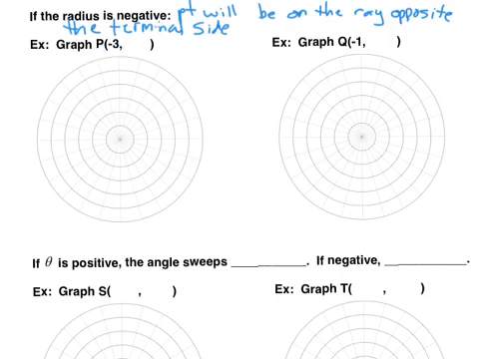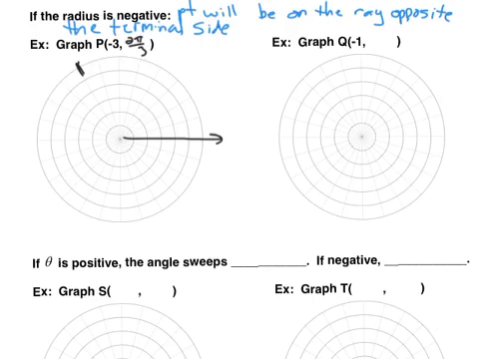Now when the radius is negative, it's a little goofy. The point's going to be 180 degrees from where you would expect it to be, because a negative radius is a reflection through the origin. So the point will be on the ray opposite the terminal side. Let's take a look at that. Here we have negative 3 comma 2 pi over 3. We found that angle before. The angle of 2 pi over 3 is right here. But instead of the radius being on this terminal side, the point is going to be 180 degrees away from that.